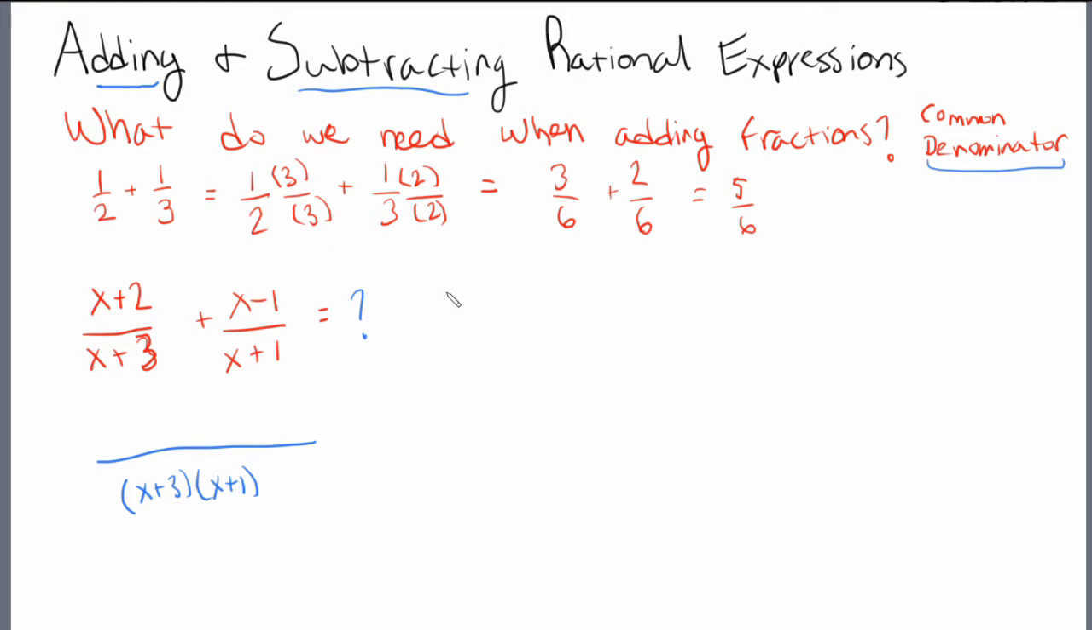So for the first one, it's x plus 2 over x plus 3. We're going to multiply by x plus 1 because that's the missing factor. Something to remember here is, I always like to put everything in parentheses because it reminds me that I'm going to be foiling these out. For the other one, x minus 1 over x plus 1, the missing factor will be x plus 3. So we're going to multiply by that on both the top and bottom.